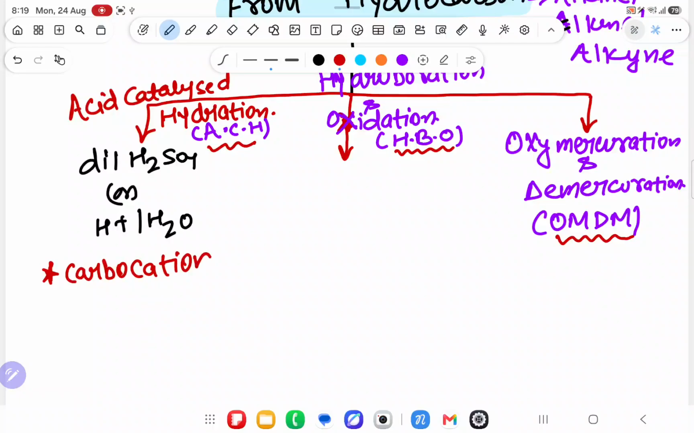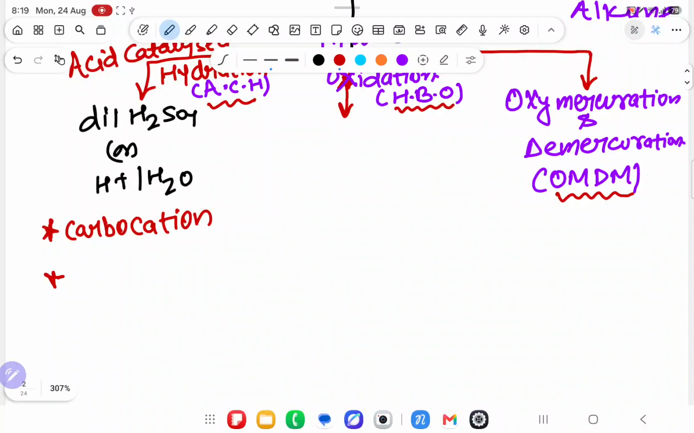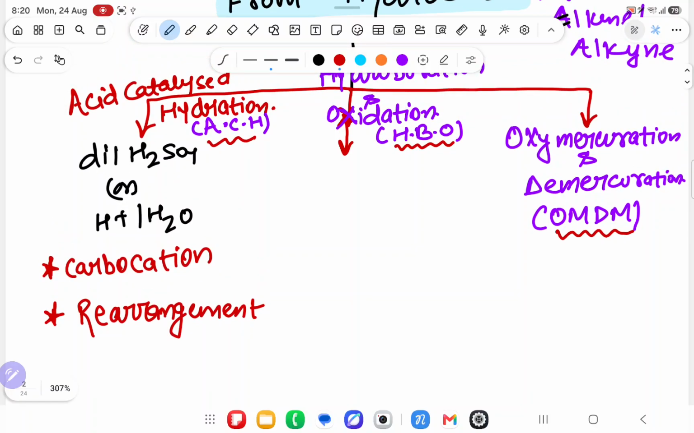The first reagent has a property that it will form a carbocation, and if it forms a carbocation, then it will undergo rearrangement. I will do questions also, don't worry about it, but first I am writing all the important points. The second important point: the reagent is H plus, H2O.